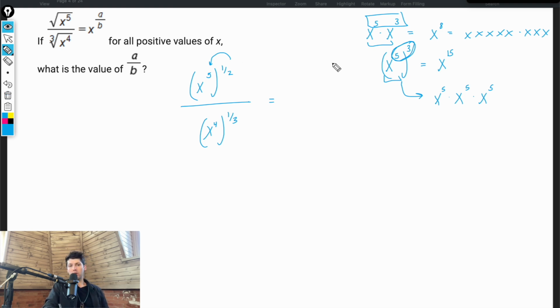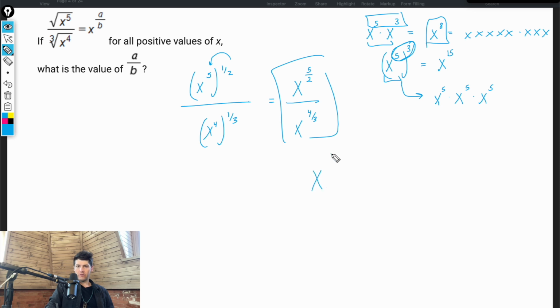Okay, so going back over here, having known that this is x to the 5/2, and this is x to the 4/3, we have to know that similarly to multiplication, where we add, in division we subtract. So this is x to the 5/2 minus 4/3. And with algebra, there's always options. There's always other things we could do.